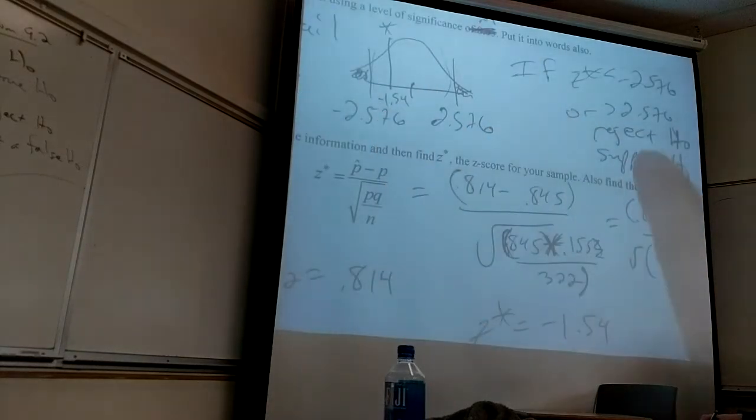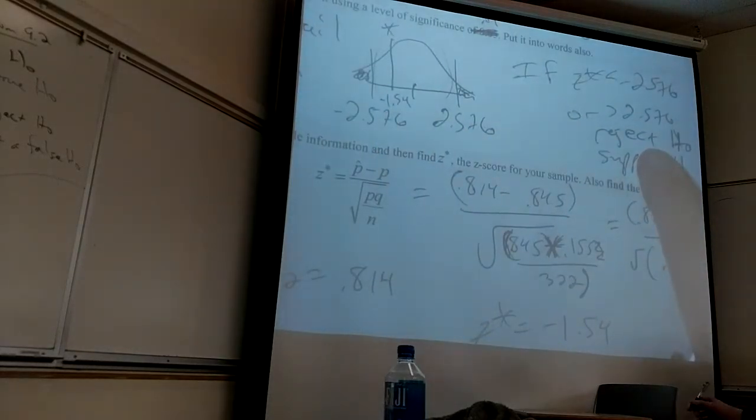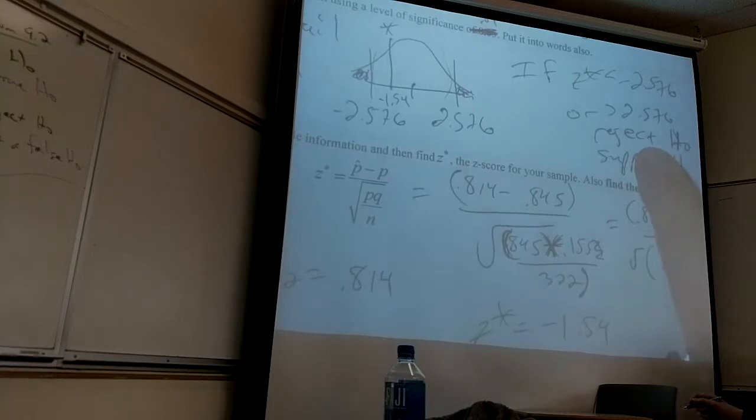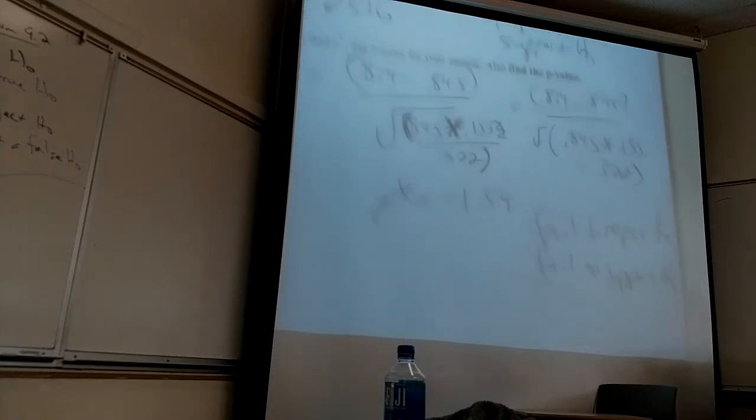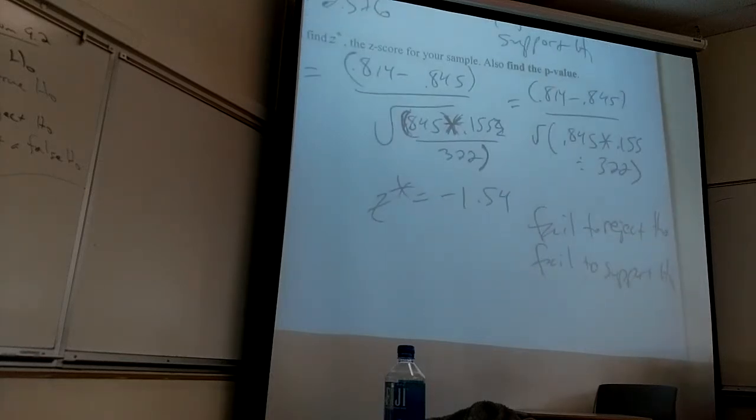All right, so we got a negative 1.5 over. So can we reject the null? No, we failed to reject the null. So we fail to support the H1. Those are the same statements. But I can't say the first guy looks like he's wrong. I also can't say the second guy looks like he's right. Same thing. Yeah, I get it.